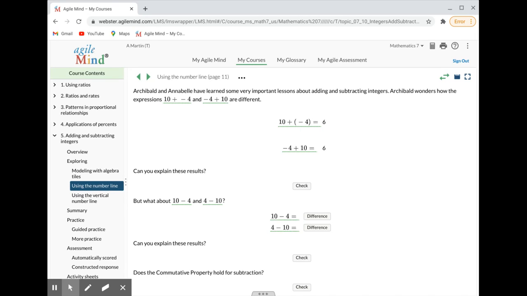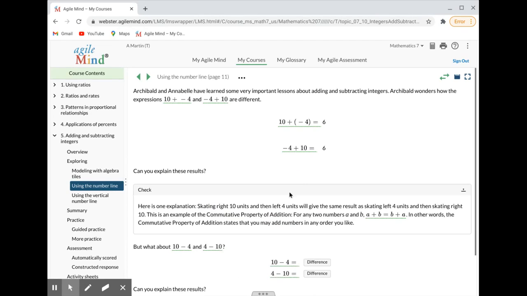Correct. All right. And that is actually a property that we use in addition. Does anybody happen to know what that property is? I don't know. All right. It starts with a C. We'll read about it here. If you would, Akira, will you read this for us, please, ma'am?